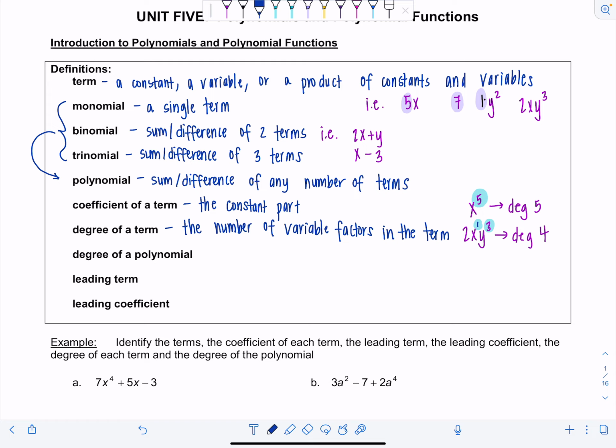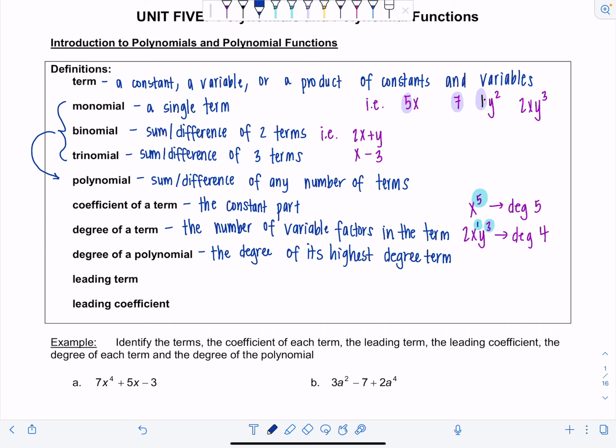Now, when we talk about the degree of a polynomial, all you're looking at is the degree of the highest degree term. So the degree of the entire polynomial is the degree of its highest degree term. And later on, when you get into pre-calculus and things, you'll see that that highest degree term controls so many characteristics of the polynomial. So that's why that's how we classify the polynomial's degree.